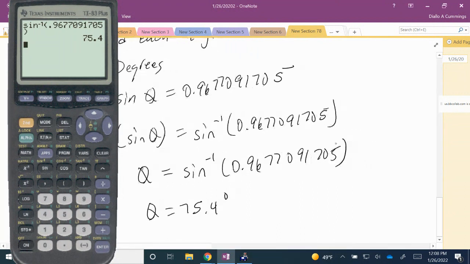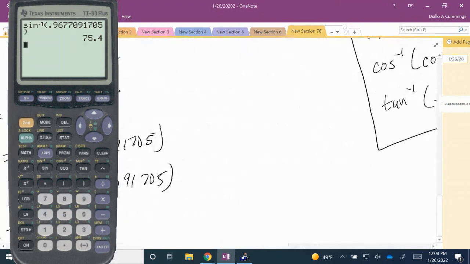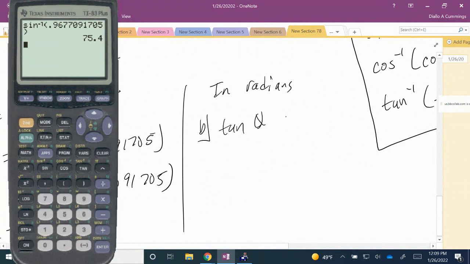We're also asked to find, in radians, an angle measure that has a tangent of 0.25. Right, so we're going to do the same thing. But in this instance, since I'm dealing with a tangent function, I'm going to take the arc tangent for both sides of my equation.